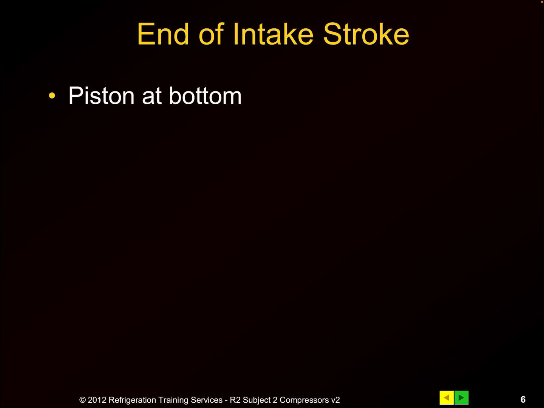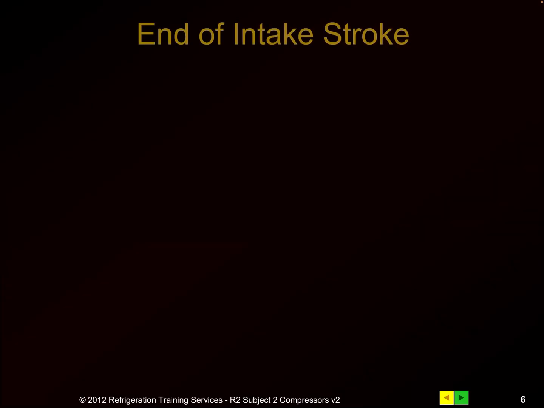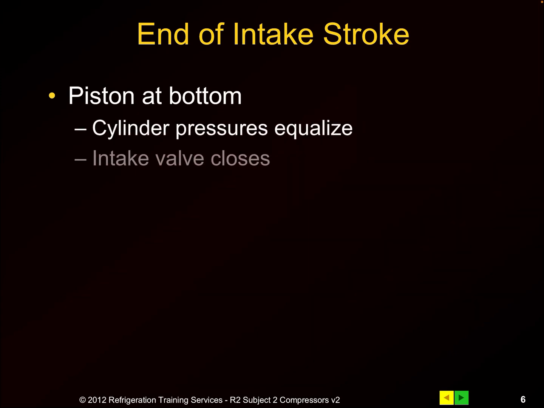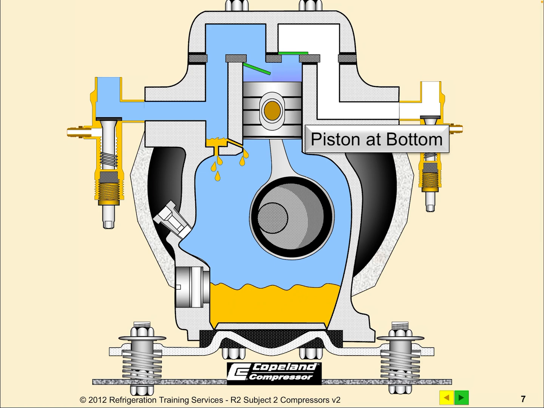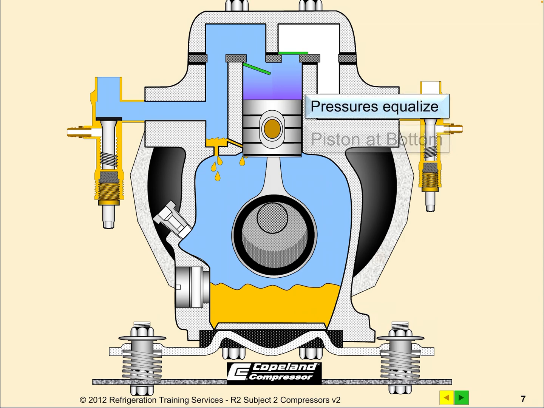So what about at the end of the cylinder? In the previous one we looked at our cylinder all the way to the bottom. Now at the end of the intake stroke, we know the piston is at the bottom. The cylinder pressures are going to equalize, and then the valve will close on the intake. So that intake reed valve that I showed you is going to close. Now the piston is at the bottom, what we call bottom dead center.